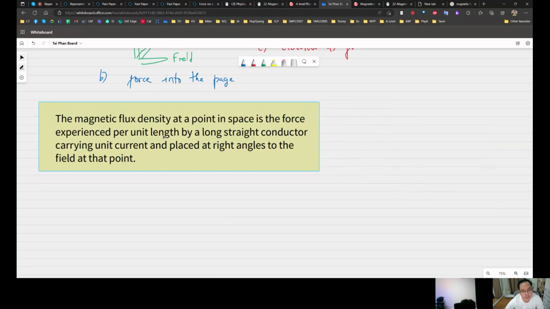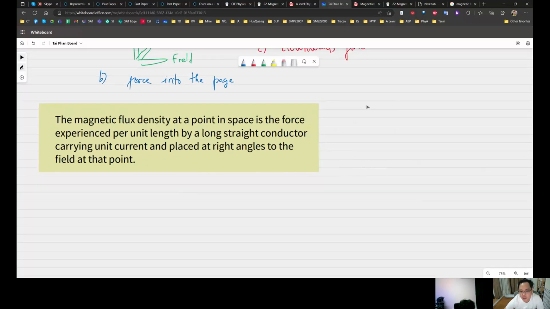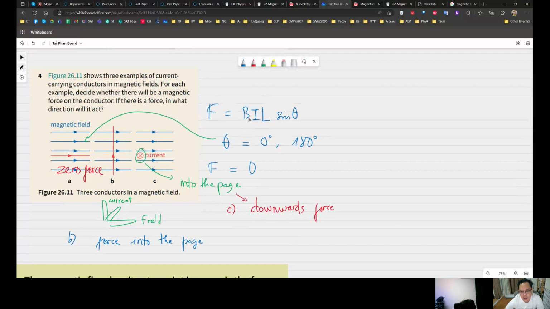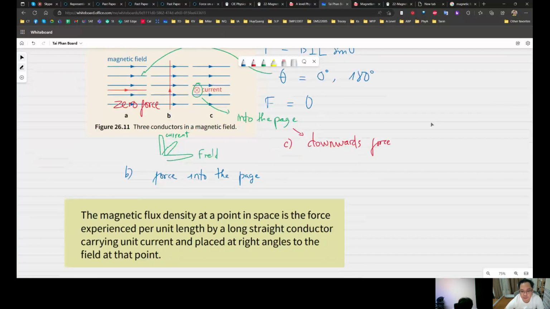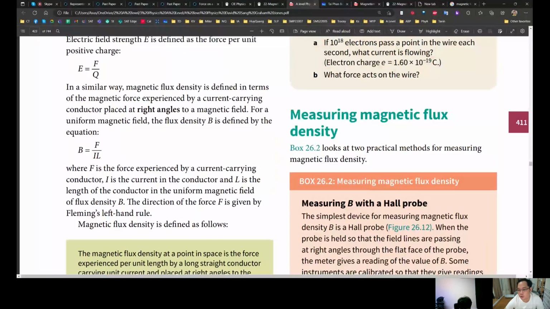There will be some multiple choice questions asking which statement is the correct definition of magnetic flux density, for example. It will also remind us about this equation, and I'm kind of sure that this equation is given in the formula booklet. Measuring B with a Hall probe.